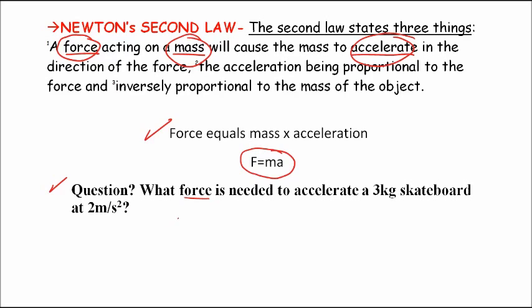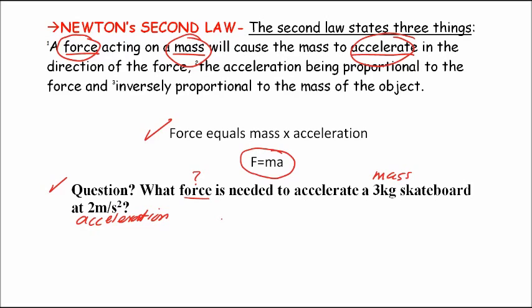And we set the problem up in 3 steps. The first thing we want to do is identify the information in the problem. It says what force, so we're looking for the force. Is needed to accelerate a 3 kilogram skateboard. Well, we have a mass, and we also have an acceleration, 2 meters per second squared. With this information, we can use this equation, force equals mass times acceleration, to calculate the force.